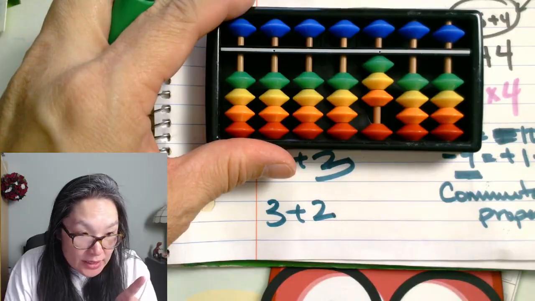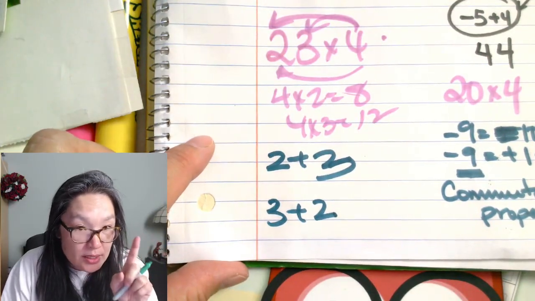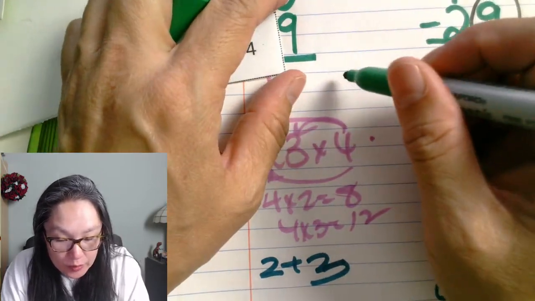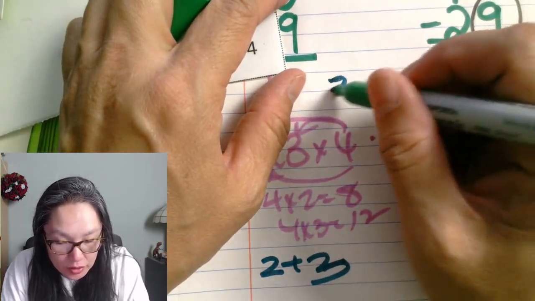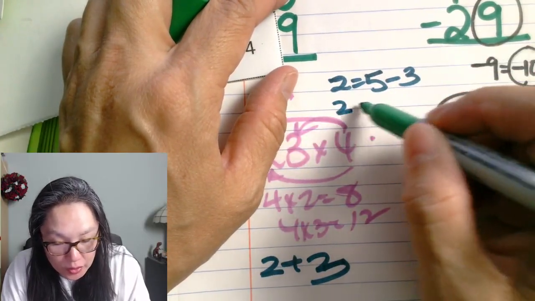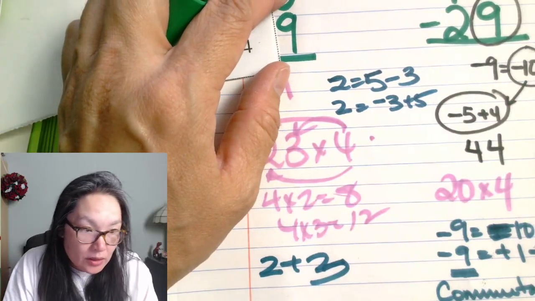The term you're using is like that. The term I'm using is similar, but it depends on the number. So we can do it the same with the 5. So it can be 2 is equal to 5 minus 3, or 2 is equal to minus 3 plus 5.